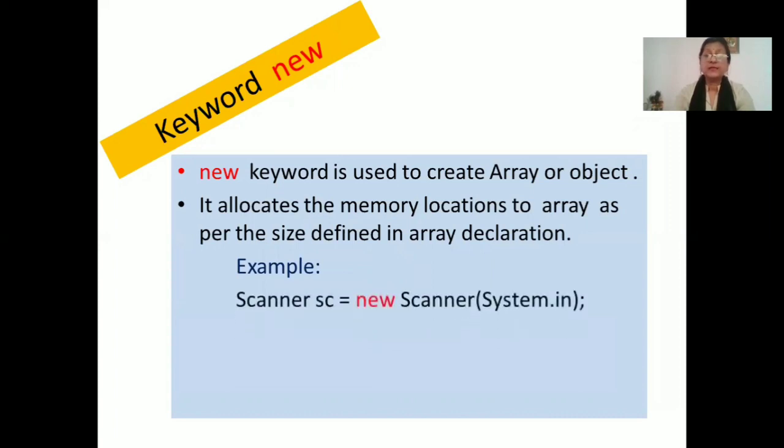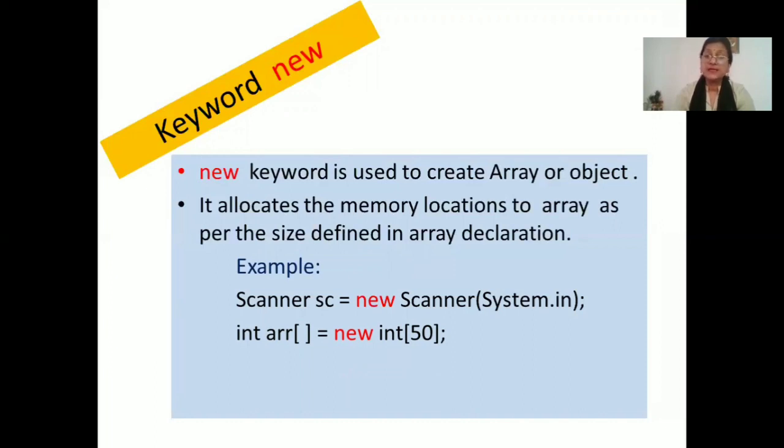For example, Scanner sc = new Scanner(System.in). We always use class Scanner whenever we include any input statement. And the input statement is used with the help of this Scanner class, which we declare like this: Scanner sc = new Scanner(System.in). Sc is the object and this object is created with the help of the keyword new. Then int arr = new int[50]. Here we are declaring an array and this array is created with the help of the new keyword.